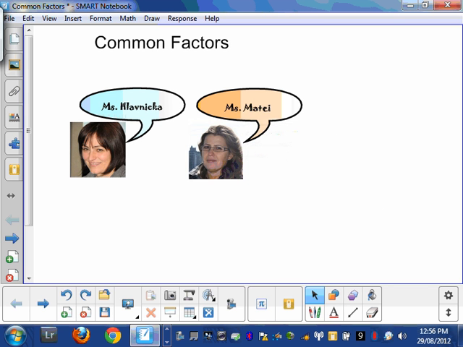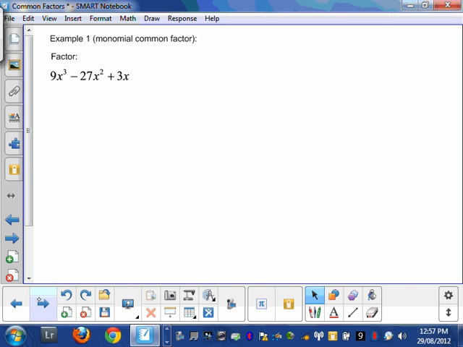Miss Mate and Miss Lavnika will be talking about common factors today, and we will be looking at some examples. First example is right here, 9x cubed minus 27x squared plus 3x. I can see there in the bracket monomial common factor.